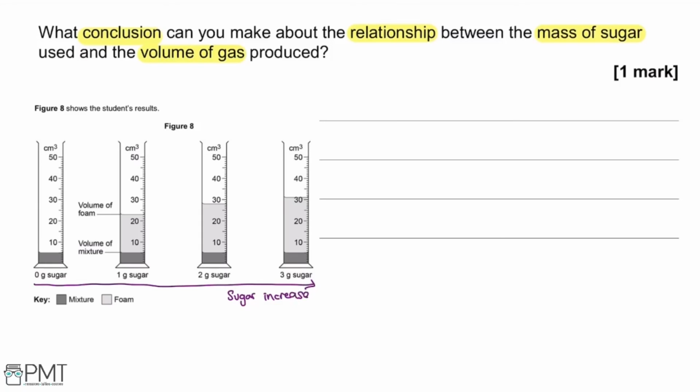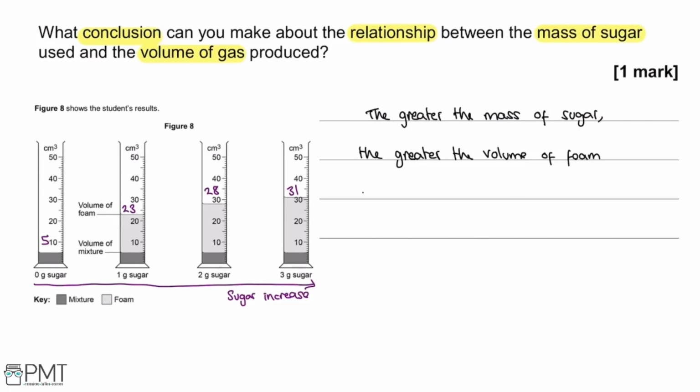Then if we have a look at the cylinders themselves and look at the contents, so these volumes go from 5 to 23 to 28 and then to 31. So we can actually see that the volumes are also increasing as the sugar increases, and that's what you can say for your answer. That the greater the mass of the sugar, so like the 3 grams in our final measuring cylinder with the volume of 31, the greater the volume of foam will be produced.